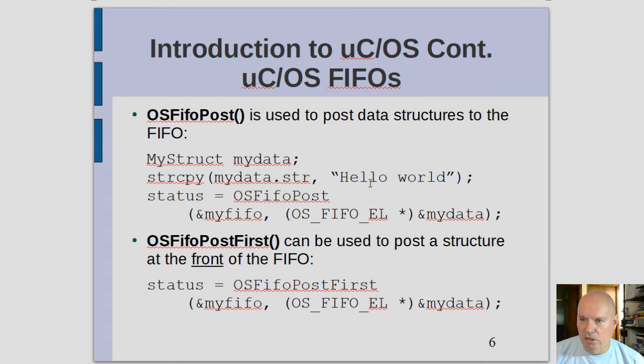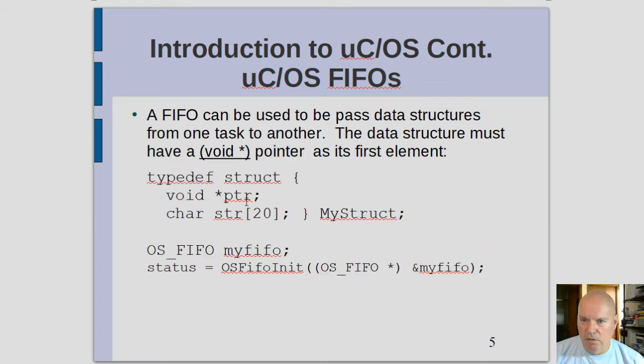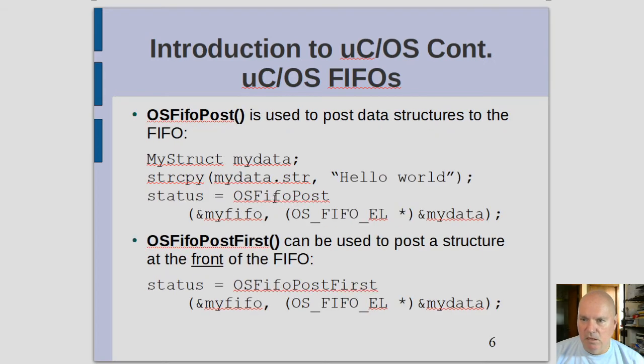Here I just copy a string into the char array that's part of the struct. Again, I don't do anything with the pointer that's the first element. That's maintained entirely by the micro-COS. So now I can post that element.